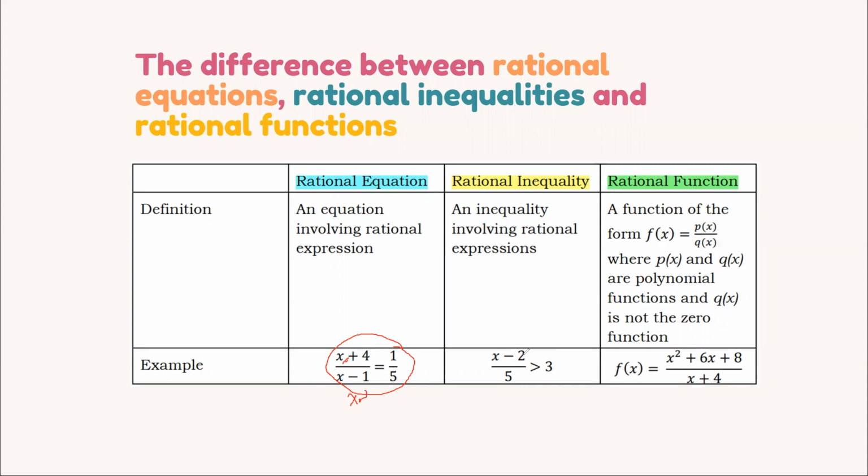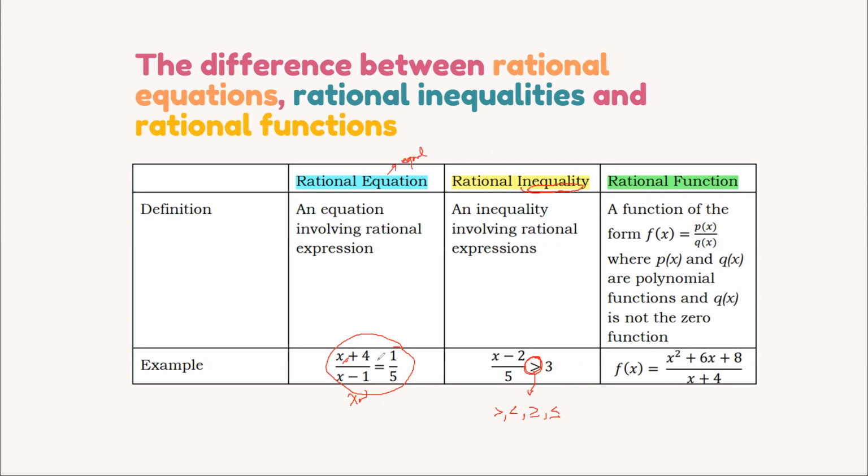A rational inequality is similar to a rational equation except it involves the greater than or less than sign. It involves these types of signs instead of the equals sign. From the word itself, inequality, it does not involve the equal sign. The equation has the root word equal.